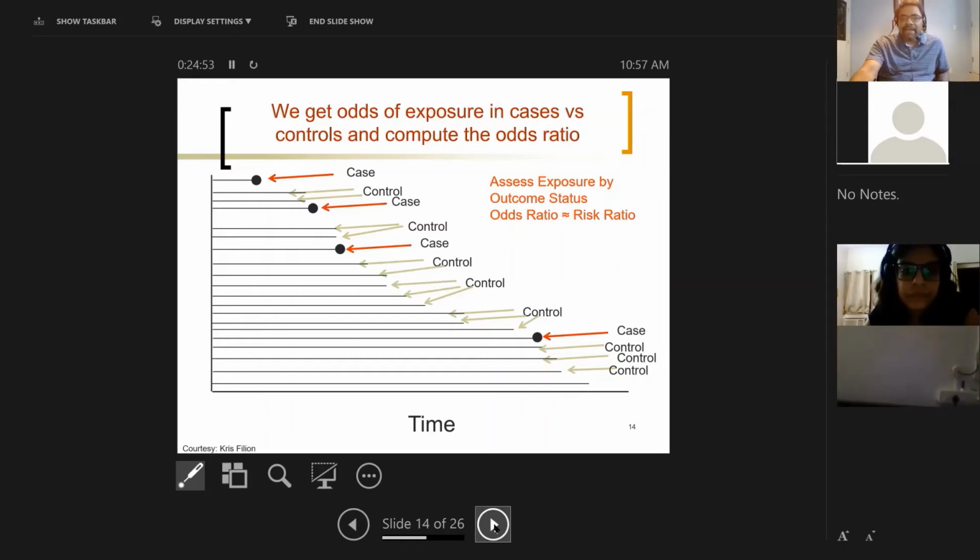Okay. Ideally, cases and controls should be matched on time. Whenever a case pops up, a control should be selected at the same time among all others who could have developed a case at that point but didn't, right?